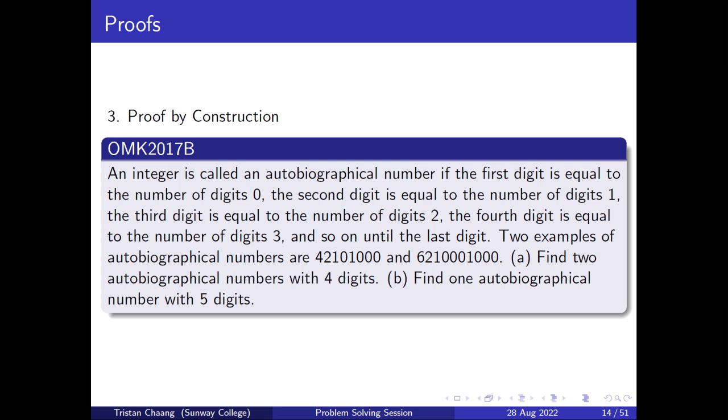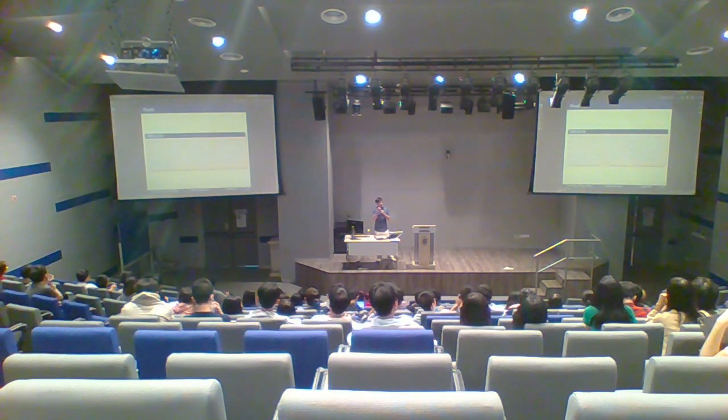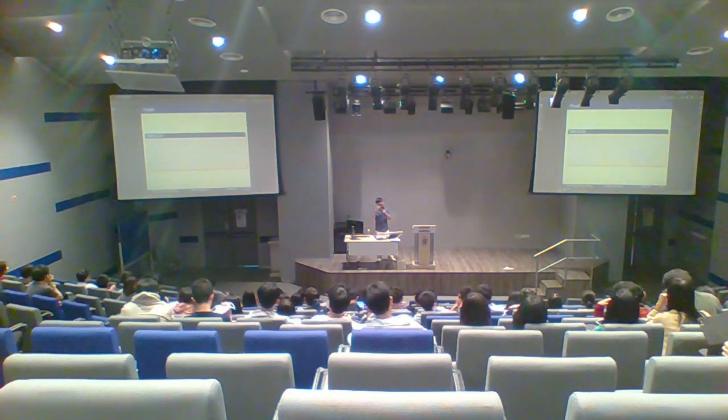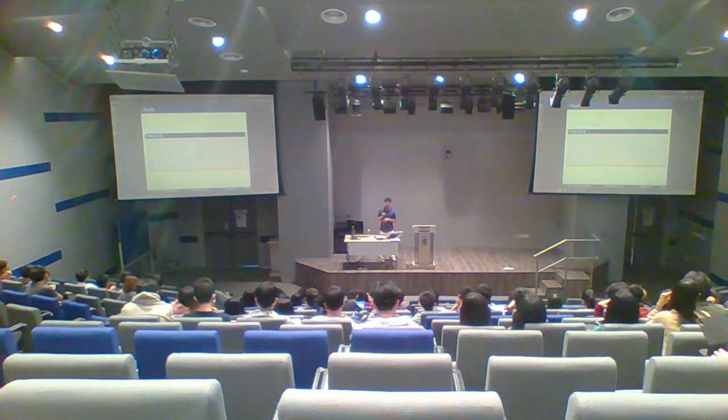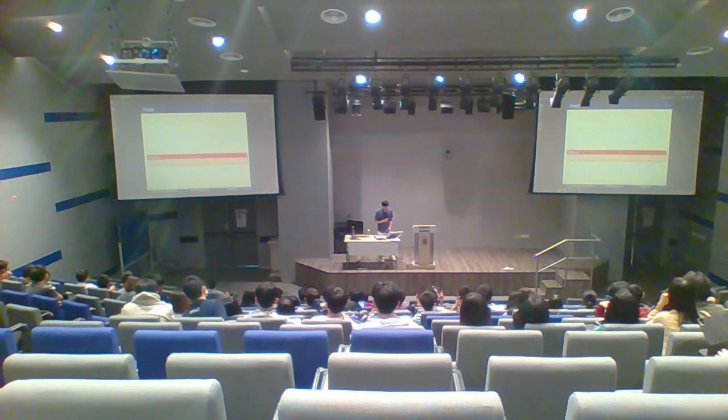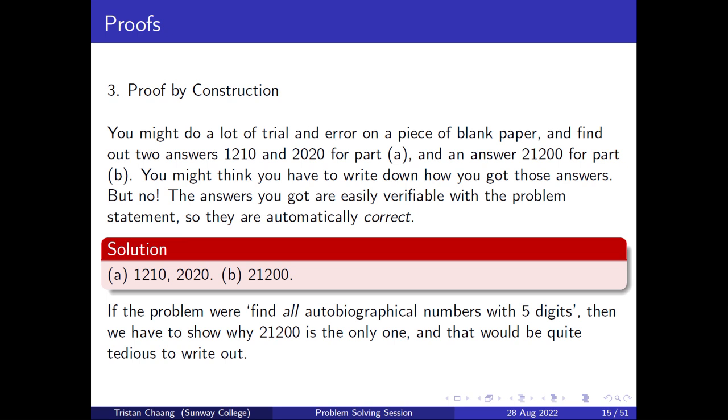If you take a piece of paper, then you can do some deductions, like the first number cannot be 0, right? Because there's a 0 there already, and you cannot have 0 zeros. So the first number must be at least 1. So you do this deduction process, this trial and error process, and you can find some nice solutions. We don't have much time here, so I'm just going to tell you the thought process. If you try enough, you can find two examples, 1210 and 2020. And for the 5-digit, you can also find 21200.